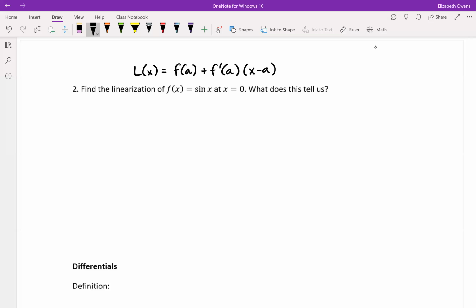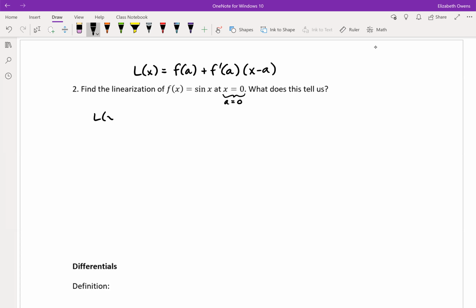Notice how a problem could be worded either way. They could say find this linearization at a equals 0, or they could say at x equals 0. It's still referring to the same thing there. So might as well put in an a there, a equals 0. I could make that as a note for you, though, since you might see it with an x. Okay.